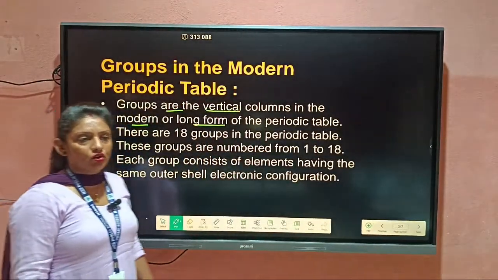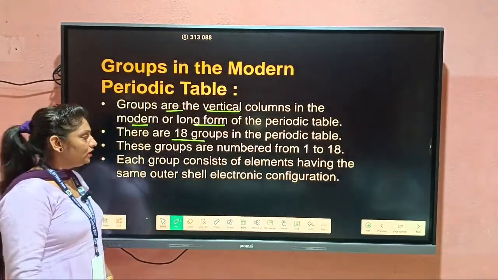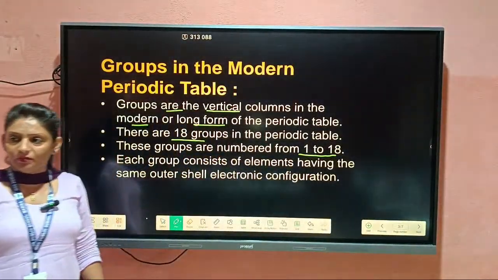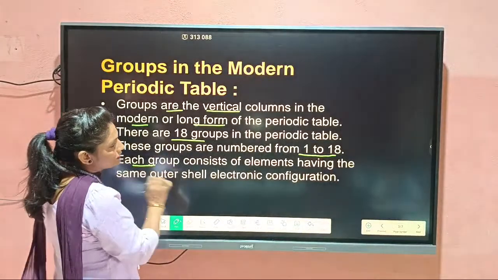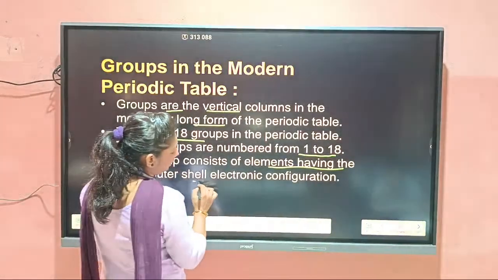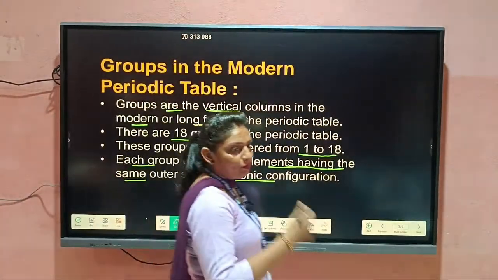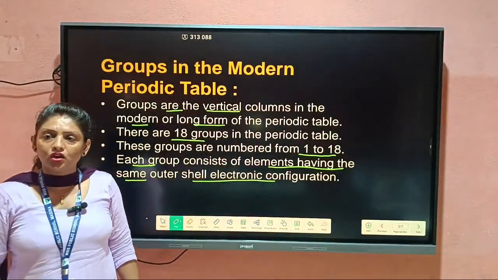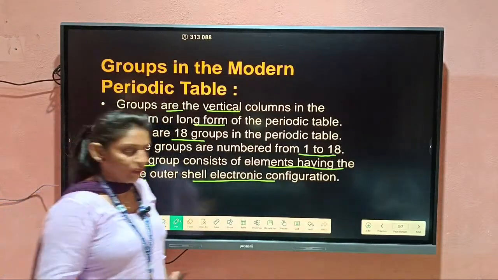Vertical columns are known as the groups, and there are 18 groups in the periodic table. These groups are numbered from 1 to 18, as we have already seen in our table. Each group consists of elements having the same outer shell electronic configuration. Means with the help of the valence electrons, the electrons present in the outermost shell, we can tell about the group of any element. Is it clear to you or not? Yes.